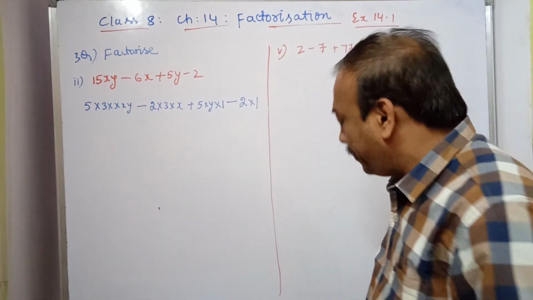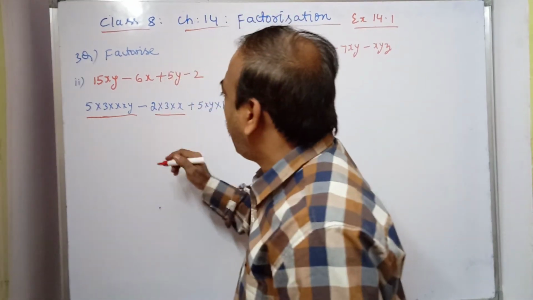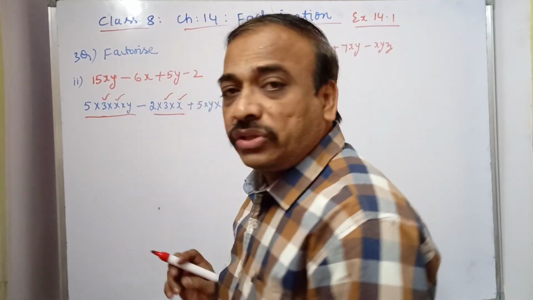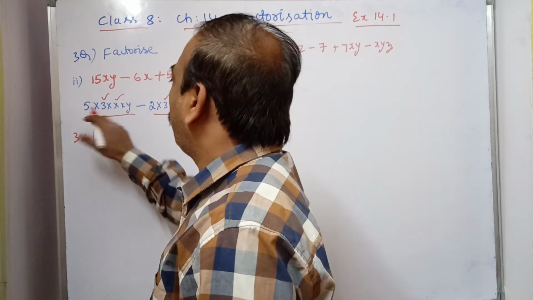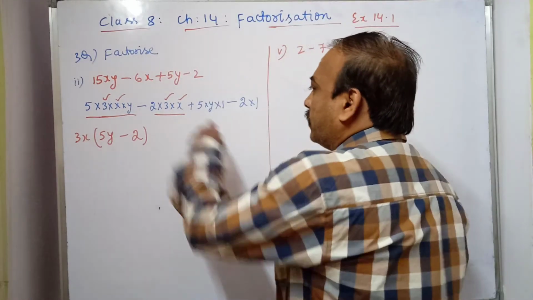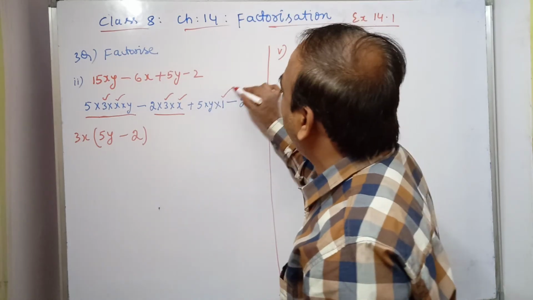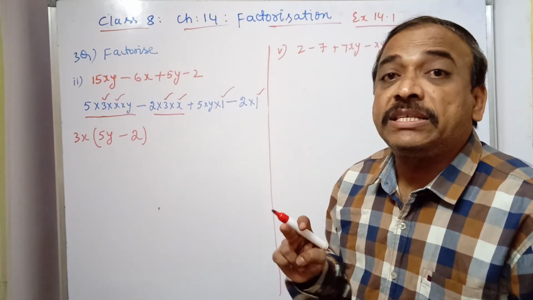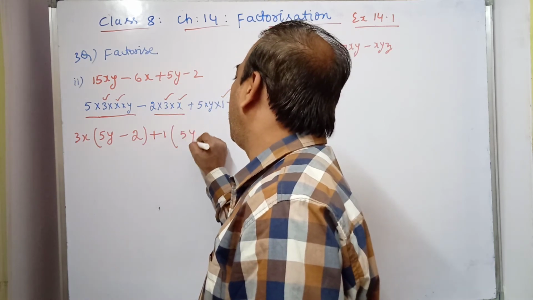You observe it clearly here. In this and in this, 3 is common and x is also common. So we take 3x outside. Writing 3x outside these two, what is left over is 5y minus 2. That is one term. Now in these two, which is common? There is only one common, and the sign is plus 1. We are taking plus 1 common, then 5y minus 2.